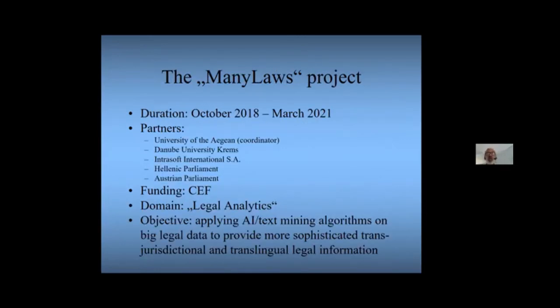The project was running from October 2018 to March 2021, with 5 partners: the University of the Aegean as the coordinator, the Danube University Krems. Krems is a little city in Austria with a university which is focusing on postgraduate studies. Intersoft International as the software provider, and the 2 parliaments that I've already mentioned, the Hellenic one and the Austrian one.